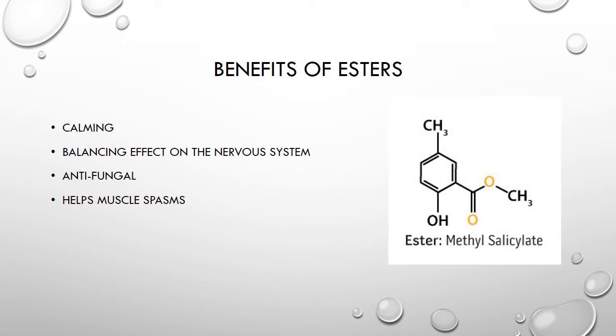The first oxygenated compound that is found in essential oils are esters. These are some of the benefits of esters: calming, balancing effect on the nervous system, antifungal, and helps muscle spasms. And in this picture, you see an ester that is found in essential oils, methyl salicylate.